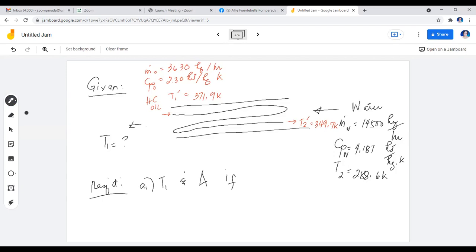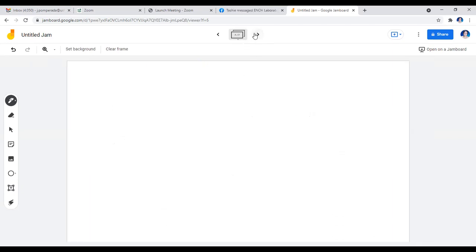If you're given the overall heat transfer coefficient U sub I to be 340 watt per square meter Kelvin, and the flow is counter current. Counter current flow. Okay? Now, same premise, class, same premise. Solution.